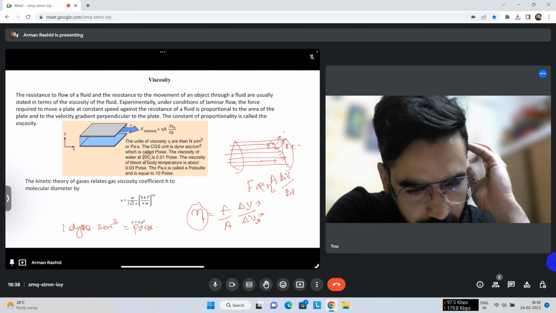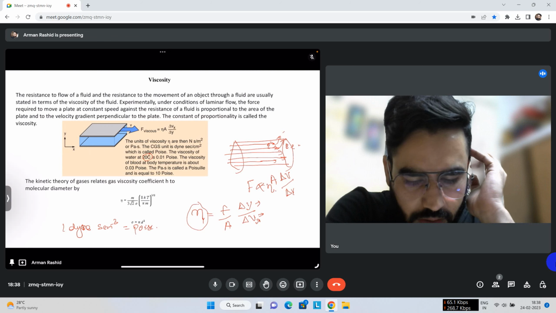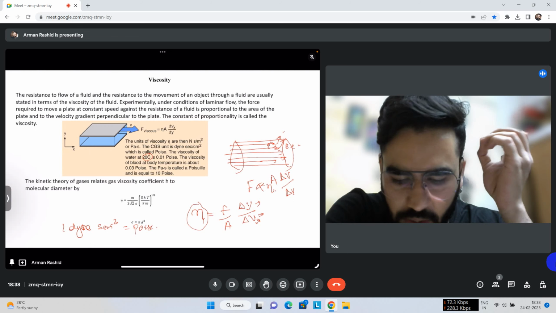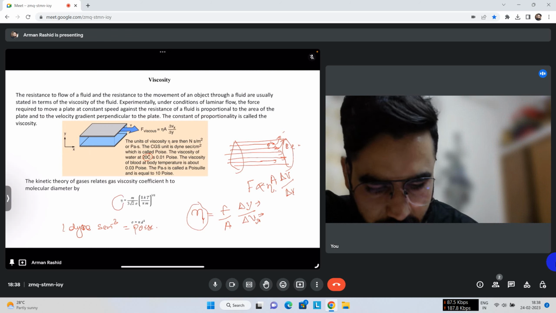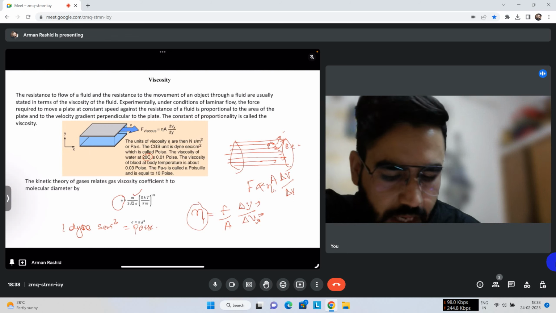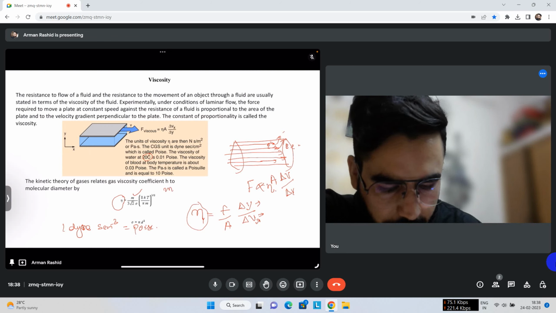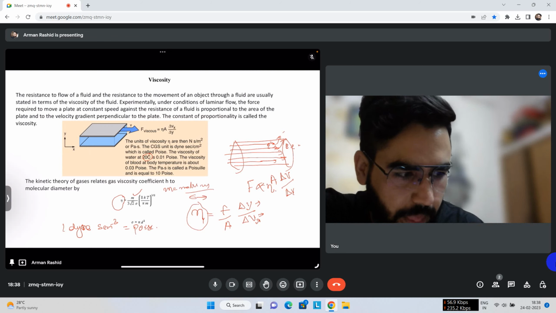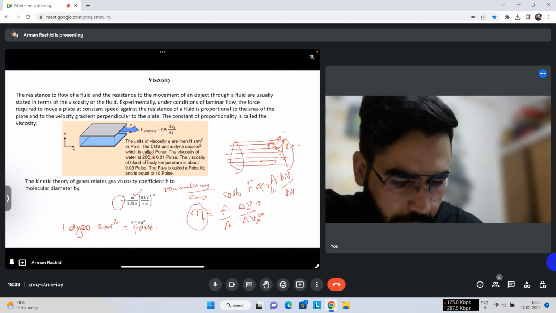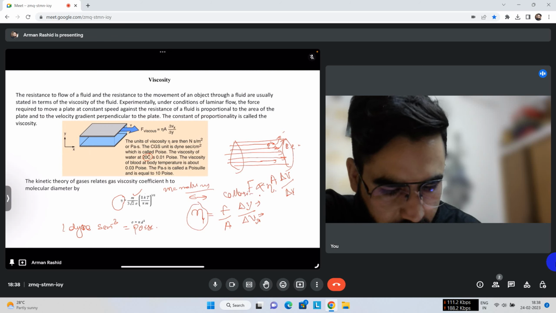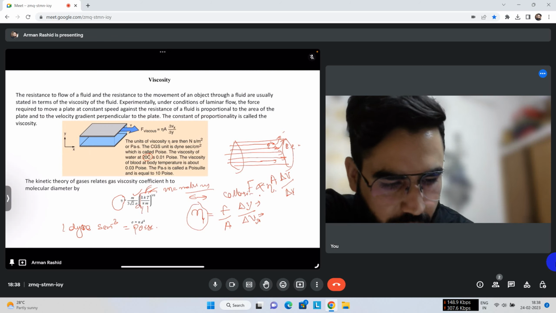If we use the kinetic theory of gases, we can relate the viscosity coefficient to the molecular diameter, where viscosity is given by this expression: m is the molecular mass, sigma is the collision cross section, and k is Boltzmann's constant, T is temperature, with kT over pi m. So this is like the average velocity. This is from the kinetic theory of gases.